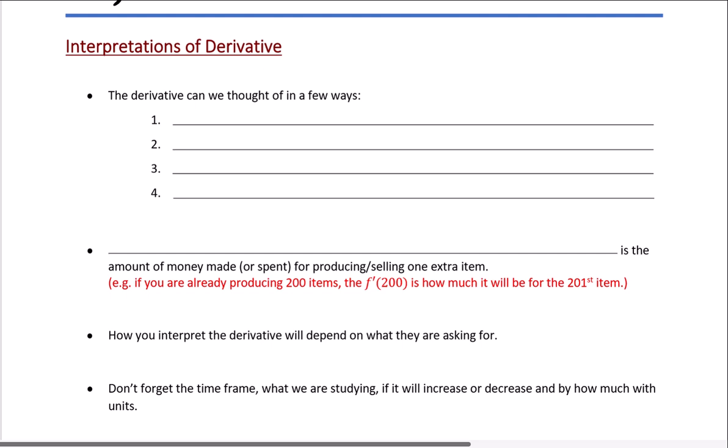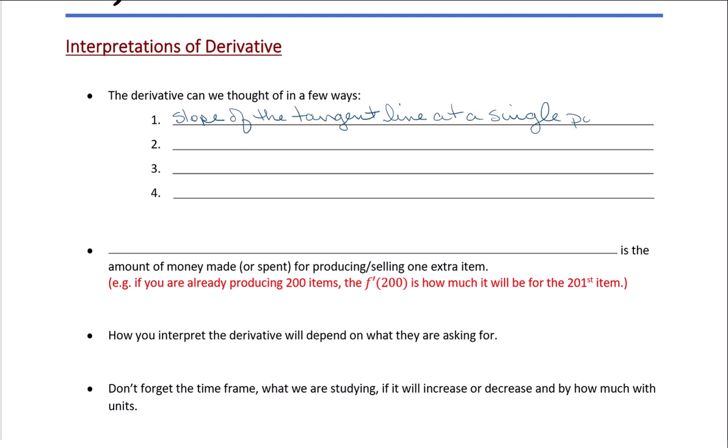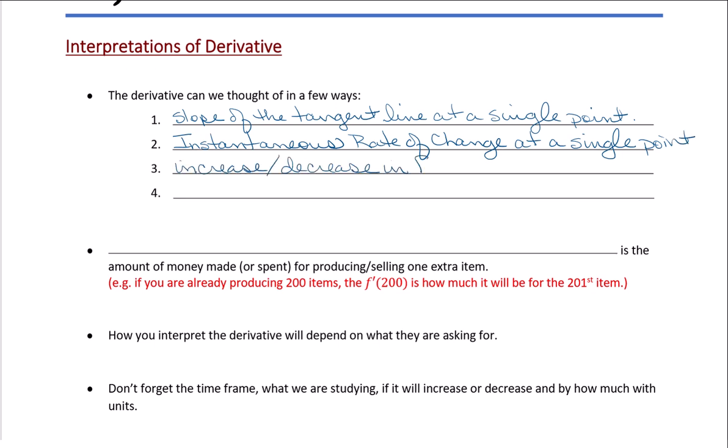The derivative can be thought of in a few ways. The first is the slope of the tangent line at a single point. The second is the instantaneous rate of change, also at a single point. Another is the increase or decrease in a function value for every one increase in x, or the input.